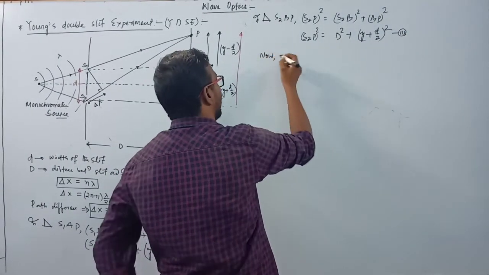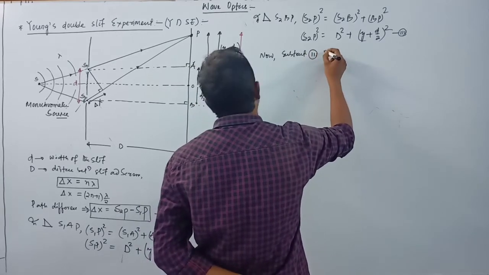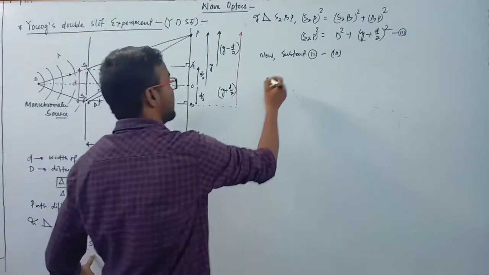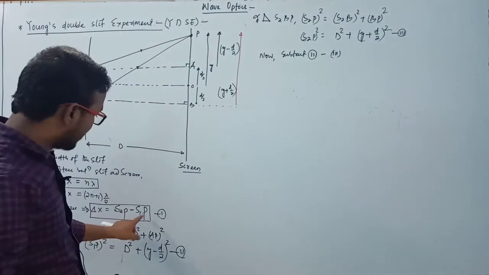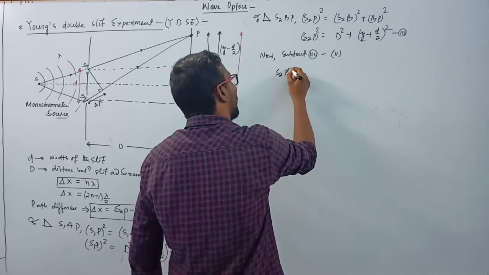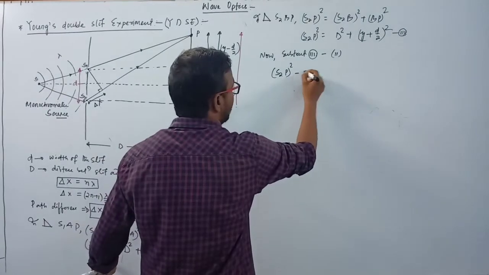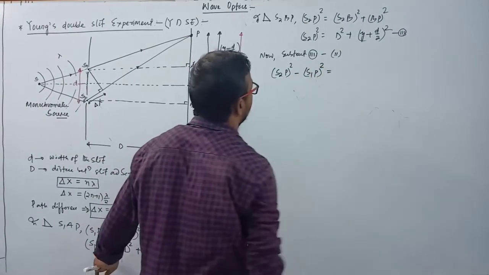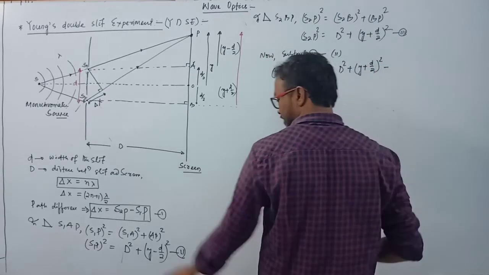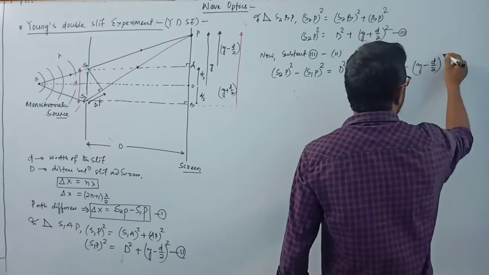Now subtract equation number 2 from equation number 3. Clear? We have a relation for S2P minus S1P. So we write equation number 3 minus equation number 2. Why I am writing it like this, you will get after a few minutes. So S2P square minus S1P square equals D square plus (y plus d by 2) whole square minus D square minus (y minus d by 2) whole square.